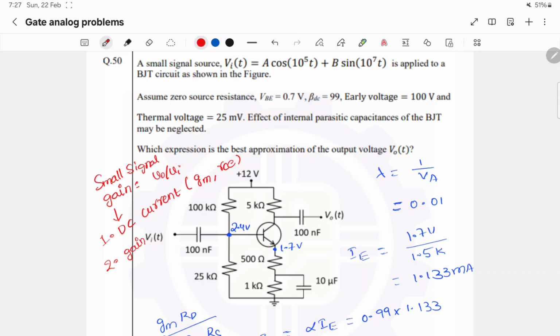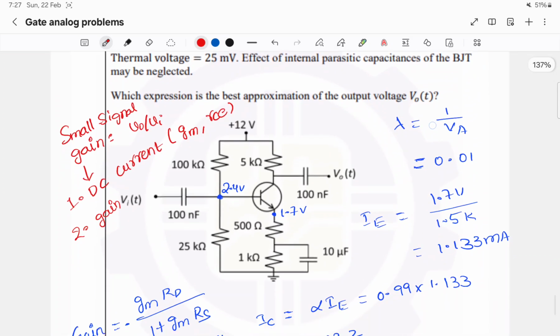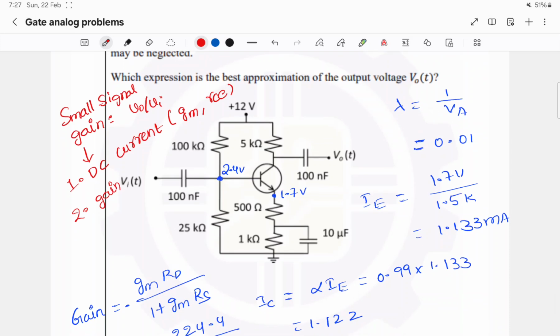So we will calculate the DC current first. To calculate the DC current we should know VBE first. Initially assume that IB is 0, beta is very high. Then we can apply the voltage division rule. From this we can find out VB. VB is 25k by 25k plus 100k, 125k, into 12 volts, which is 12 by 5 volts, which is 2.4 volts. So we will get VB as 2.4 volts.